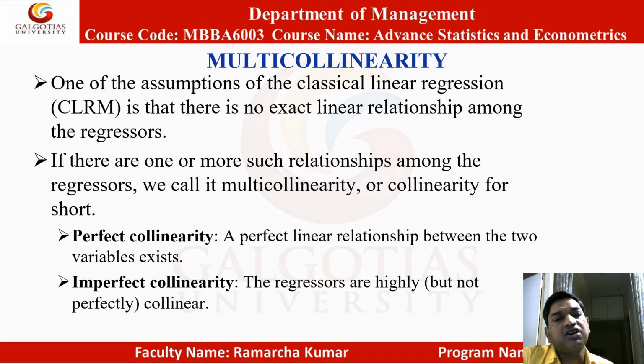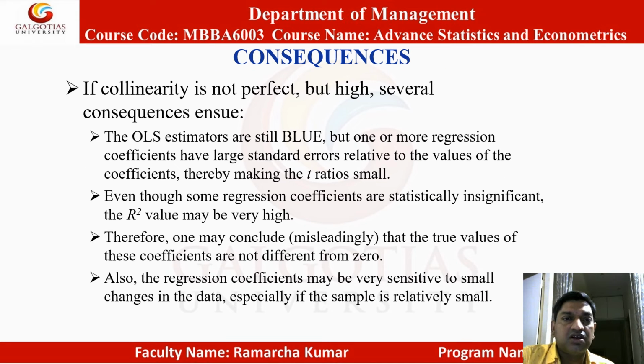Imperfect collinearity: the regressors are highly collinear but not perfectly collinear. Then it is called imperfect collinearity. Consequence: if collinearity is not perfect but high, several consequences ensue. First, the OLS estimators are still BLUE, but one or more regression coefficients have large standard errors relative to the value of the coefficient, thereby making the t ratio small.